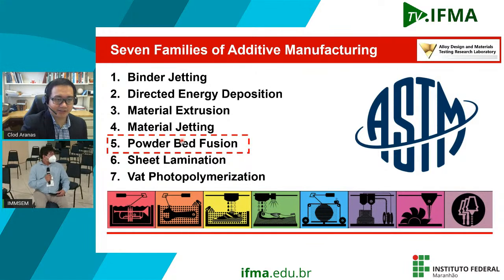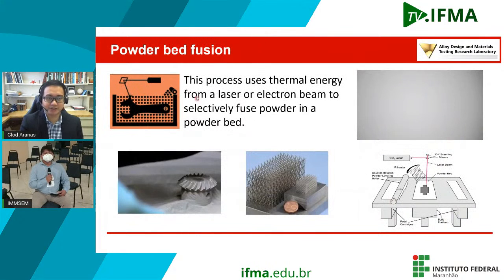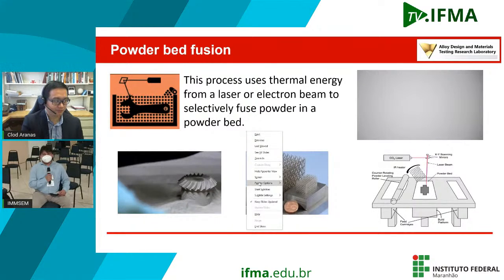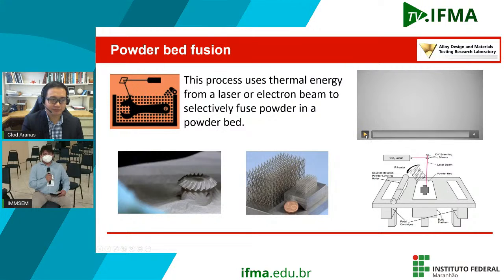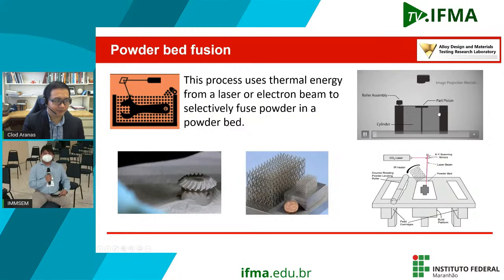And first thing is, let's define what is powder bed fusion. It's a process that uses thermal energy from a laser or electron beam to selectively fuse powder in a powder bed. Essa técnica de fusão de cama de pós é usada por relação, ou seja, é colocada uma energia, através de laser ou feixe de elétrons, em uma área selecionada dos pós para fundir esses pós em uma cama. And this is a video of the process.